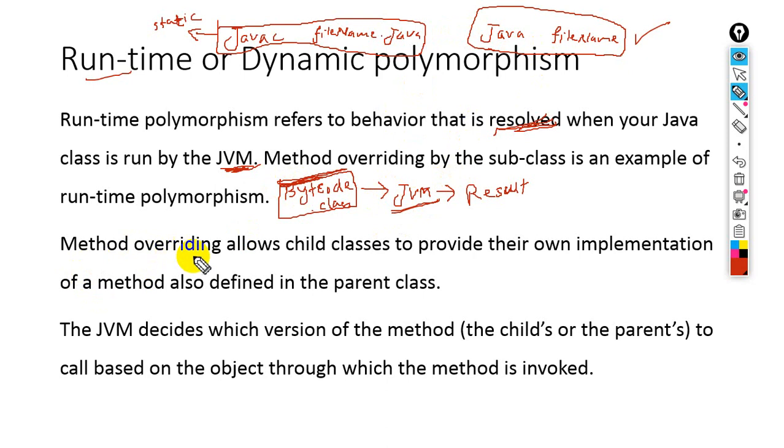Method overriding allows child classes to provide their own implementation of a method also defined in the parent class. So now we will achieve runtime or dynamic polymorphism by using the inheritance process. Okay.